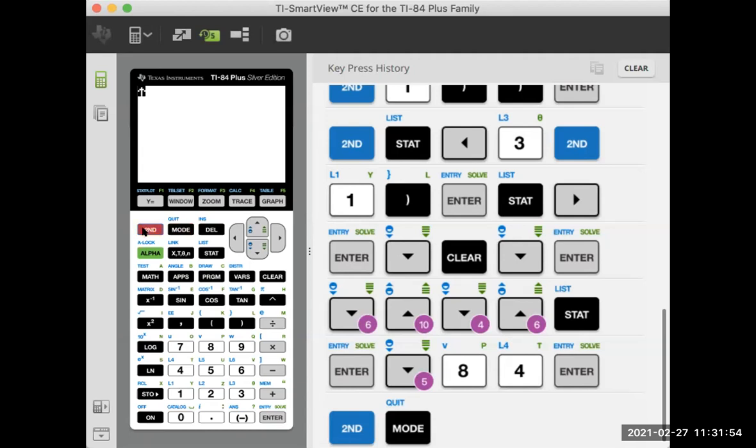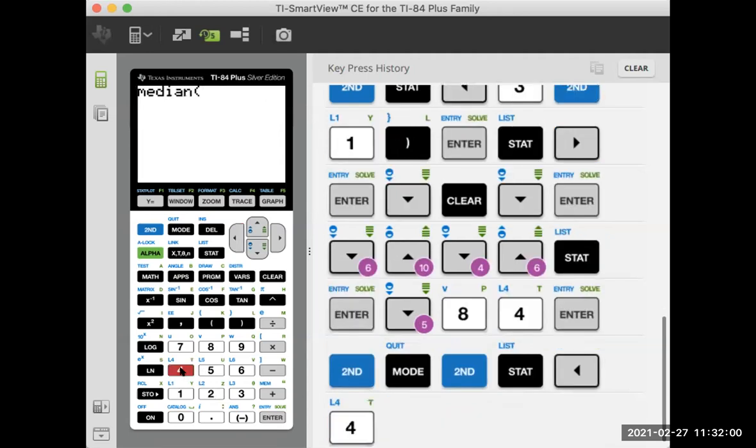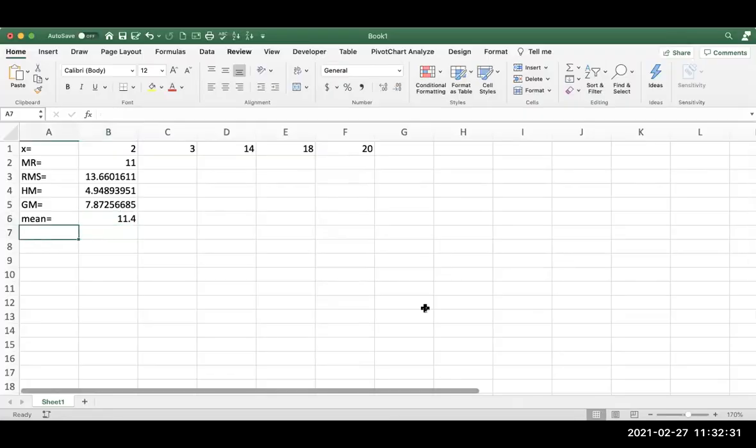So let's find the median. So second list. Go to median is the fourth one down. So let's find the median of L1. 16. Okay, so I have here 16, which is good. I'm not guaranteed I'm gonna get the same answer. Okay, Excel, let's go to Excel. It's always exciting to see if I'm going to get the same number. Okay, the median. I'm not guaranteed that I'm going to get the same answer all the time.